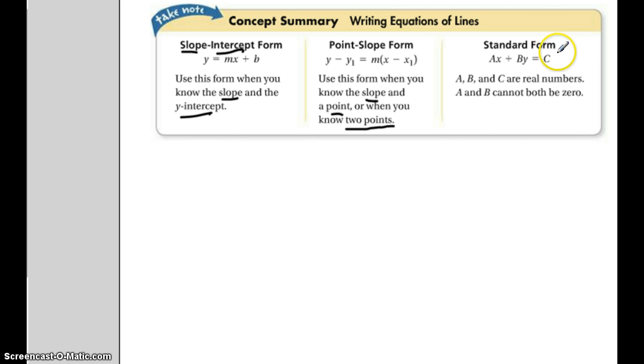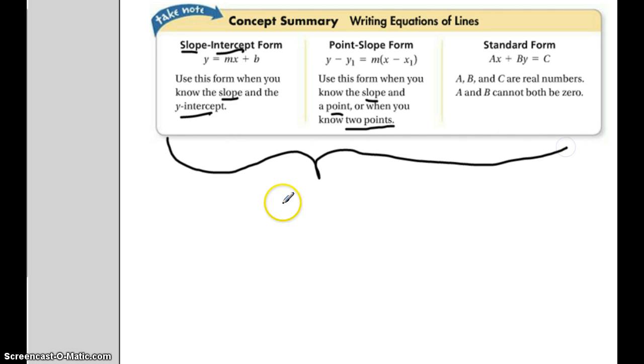In the standard form, A, B, and C are all real numbers, and they want you to make sure that A and B cannot be 0 because that would give you a different type of form, not a standard form. What a great thing to put down in your Cornell notes.